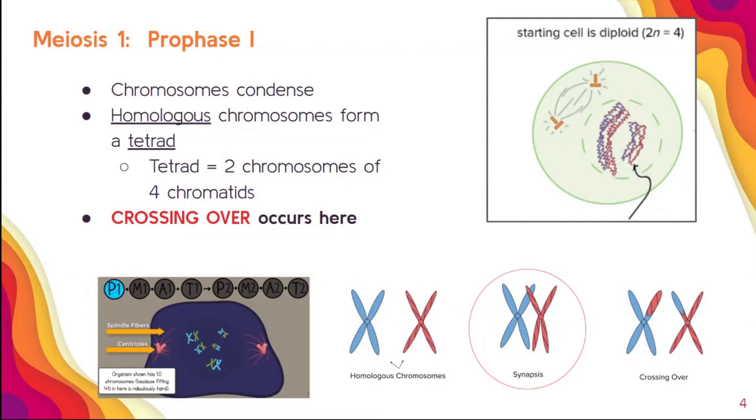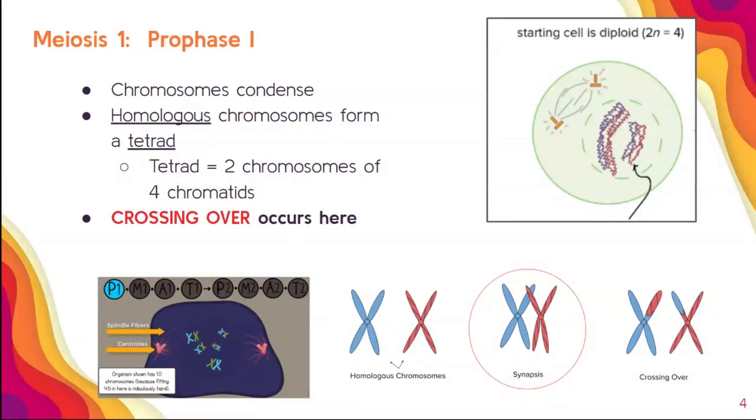Now, once we enter our table, and remember, you can pause this whenever you need more time to write, we're starting meiosis 1. So meiosis 1, specifically prophase 1. If it has a number, that means it's a part of meiosis.